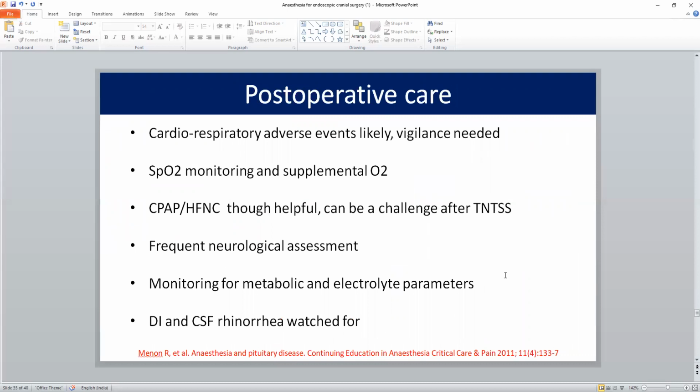Coming to the post-operative care, cardiorespiratory adverse events are likely in the immediate post-operative period, hence vigilance is needed. Pulse oximeter monitoring and supplemental oxygen can benefit patients who are likely to develop post-operative respiratory complications. CPAP and high-flow nasal cannula, though helpful, can be challenging after endoscopic transnasal transsphenoidal surgery. Frequent neurological assessment is important in these patients to watch for any metabolic and electrolyte derangements and also neurological derangements. CSF rhinorrhea and diabetes insipidus should be closely watched for, as these are some of the common complications encountered after transnasal transsphenoidal endoscopic pituitary surgery.